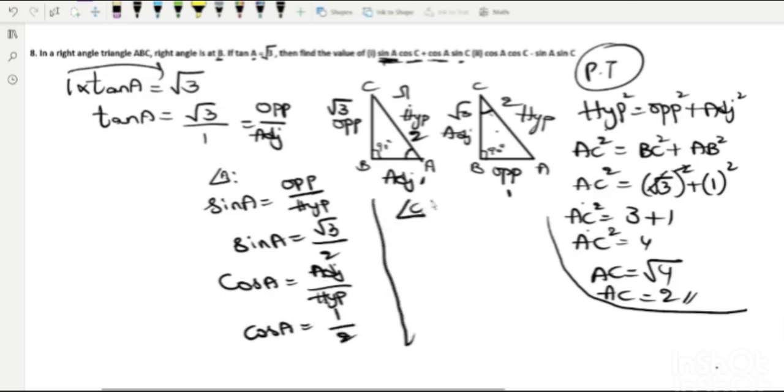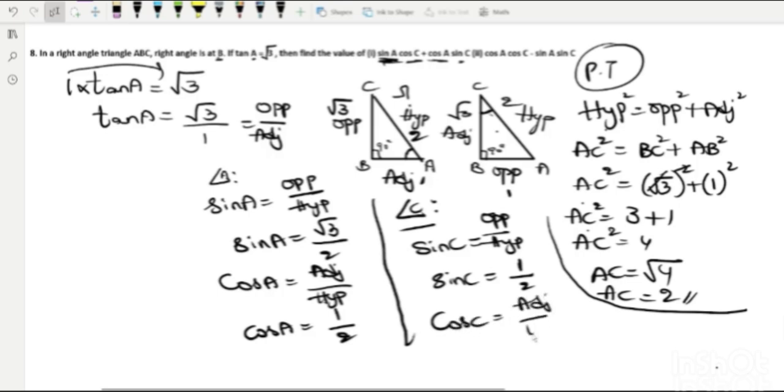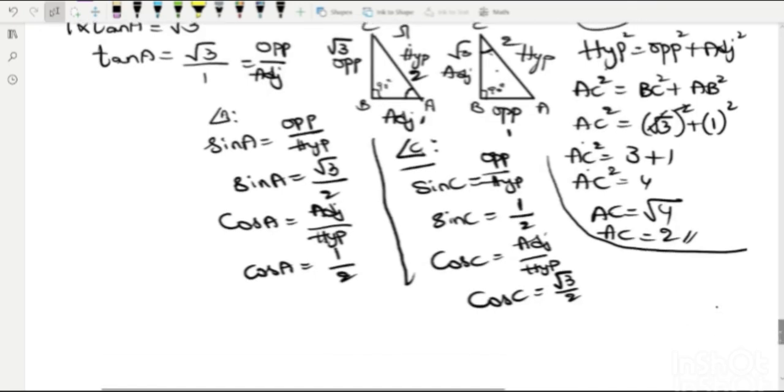Now for angle C, sin C equals opposite divided by hypotenuse, which is sin C equals 1 by 2, the opposite side here being 1 and the hypotenuse 2. And cos C is adjacent by hypotenuse. So cos C equals root 3 by 2. Now let us substitute the values in the given question.